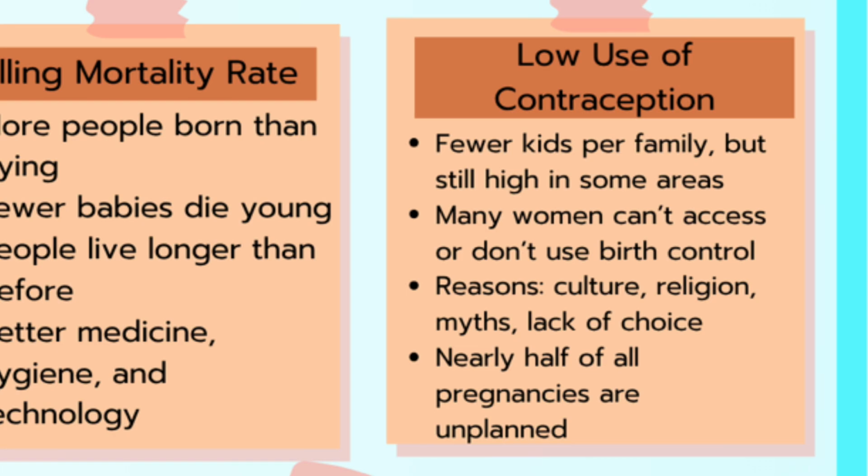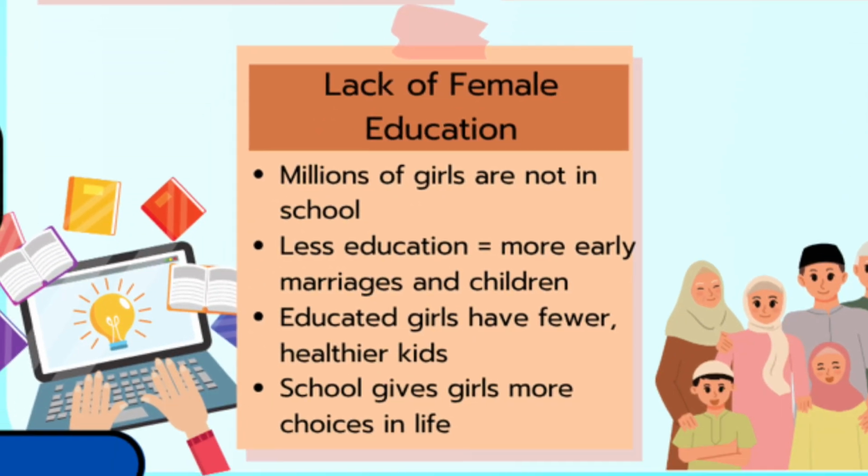This also concerns the use of birth control amongst females, where most women today do not resort to birth control due to factors such as religion, culture, or even the lack of options to do so. And lastly, a significant yet still overlooked issue is the lack of education amongst the female population today, where millions of girls are not in school. The lack of education has caused a high chance of early marriages and early childbearing.